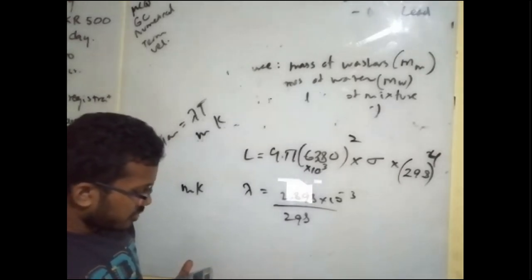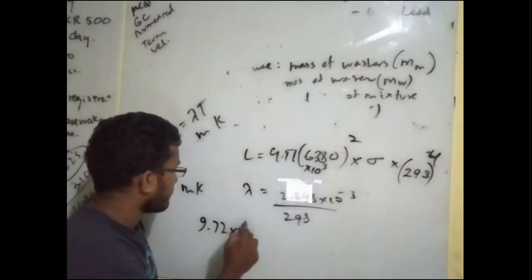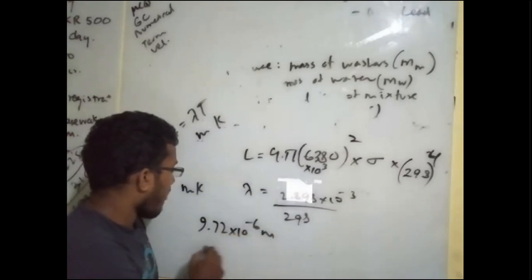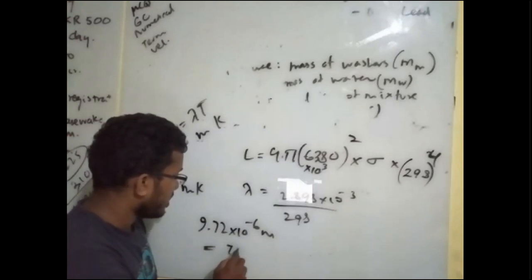That's 9.72 into 10 to the minus 6. I like to write it in nanometers, so that would be 9,705.